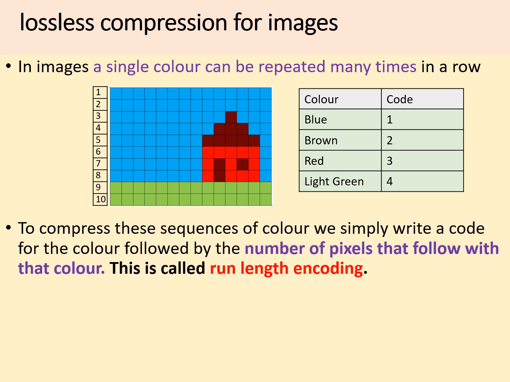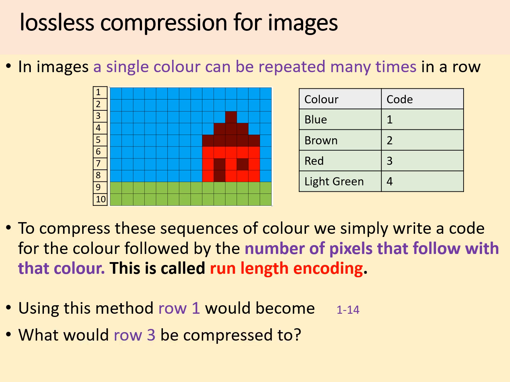And all we do is compress the image: we take the sequences of color and write them out using a particular code. This is called run length encoding. So we have a run of colors that we encode. Let's have a look. Using row 1, we can do this. Row 1 has 14 pixels and they're all blue. So what we do is write 1, which is the color, and then 14, which is the number of pixels that we have. So what would row 3 be compressed to?